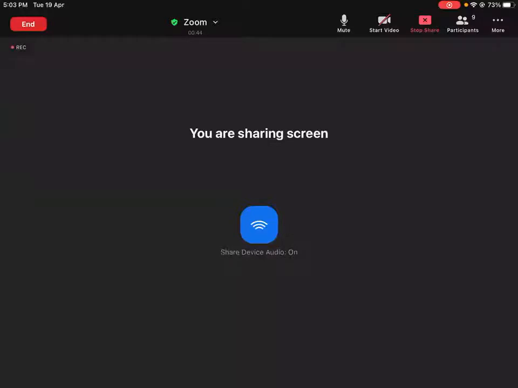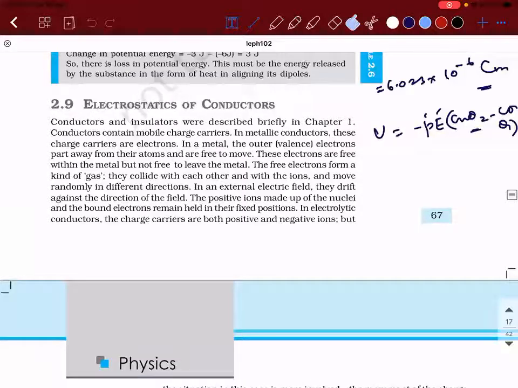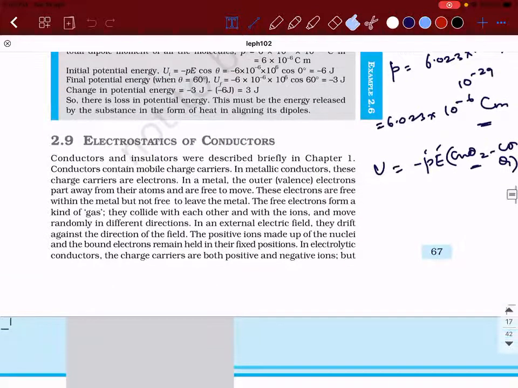Yeah. So shall we get started? What was the last topic we saw? Potential energy of a dipole when you place it in a uniform electric field. What is the value of it? P vector dot E vector, right? And we saw a problem also based on the concept, right?